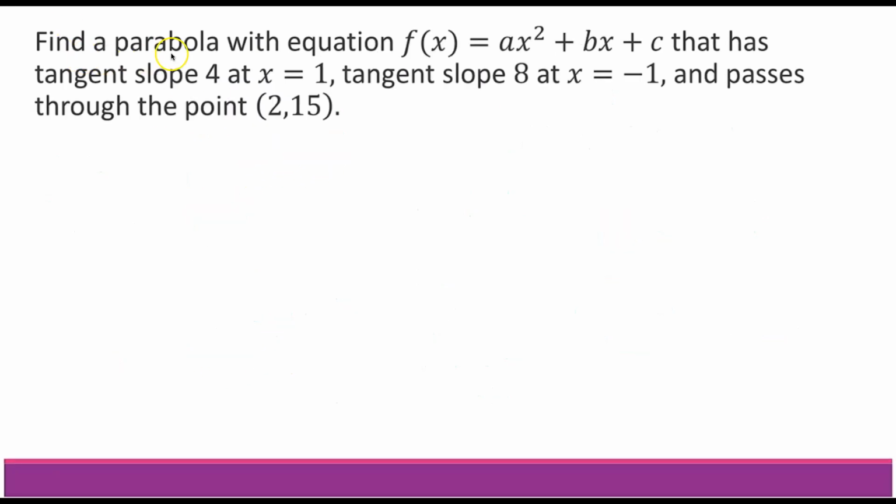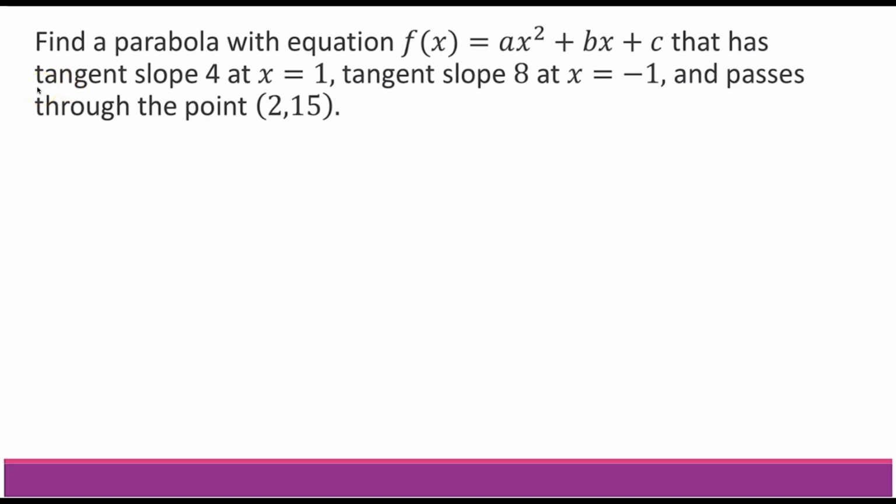On this problem, we want to find a parabola with equation f of x equals ax squared plus bx plus c that has tangent slope 4 at x equals 1, tangent slope 8 at x equals -1, and passes through the point 2, 15. So we're in search of the missing values in the parabola, a, b, and c, and we're given 3 pieces of information.